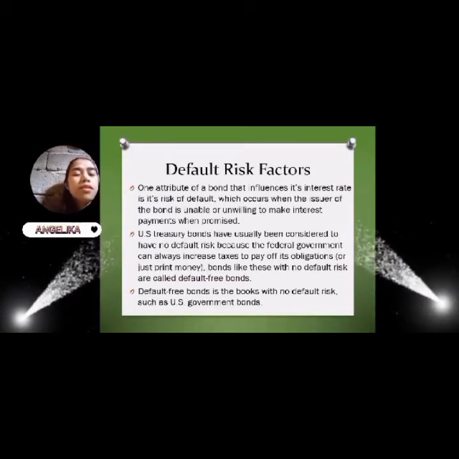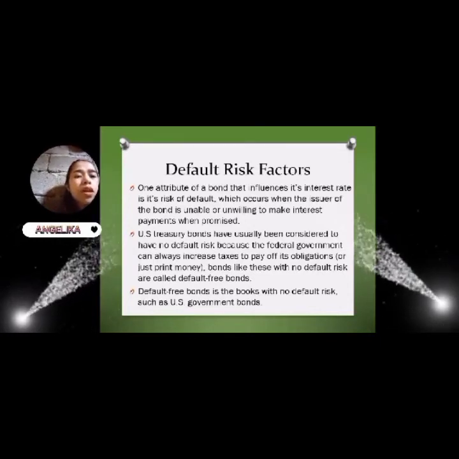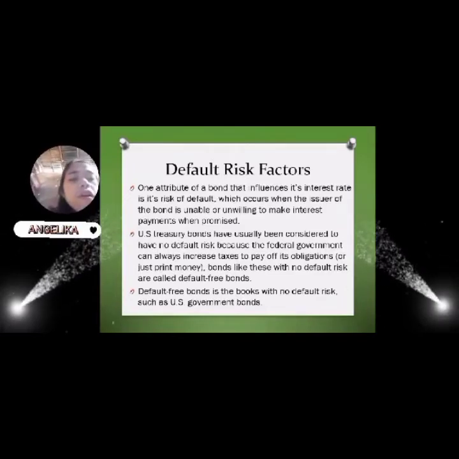Next, U.S. Treasury bonds have usually been considered to have no default risk because the federal government can always increase taxes to pay off its obligation. Bonds like this with no default risk are called default-free bonds. Default-free bonds are bonds with no default risk, such as U.S. government bonds. The example of no default risk is the U.S. government bonds.